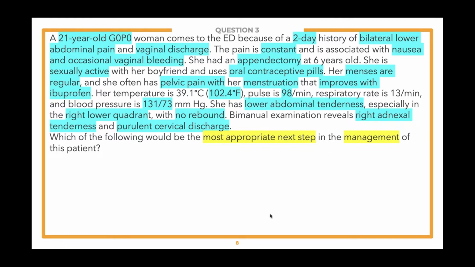Now this question is asking us about the most appropriate next step in the management of this patient. Okay, so the most appropriate next step in management. So we've got a couple steps here. One, we've got to figure out what is going on with this patient. What's the condition? What are we grouping her as? And then two, what do we do next for her? Okay, so a 2-step question most likely here. So let's take a look at those answer choices.